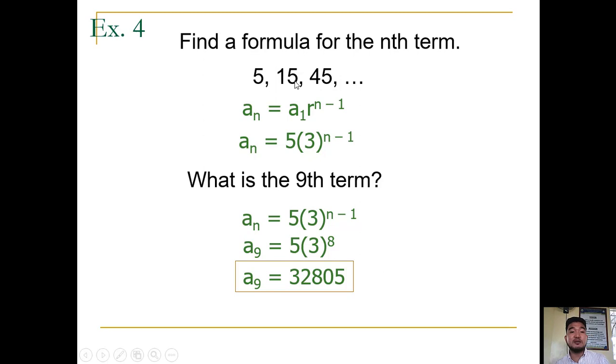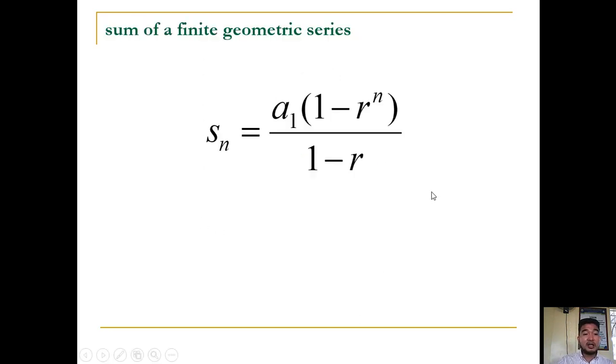Basta huwag niyo lang kakalimutan itong formula natin. The formula in solving for the geometric sequence is a sub n equals the first term or a sub 1 times the common ratio raised to n minus 1. That's it. How about for the sum of finite geometric sequence?